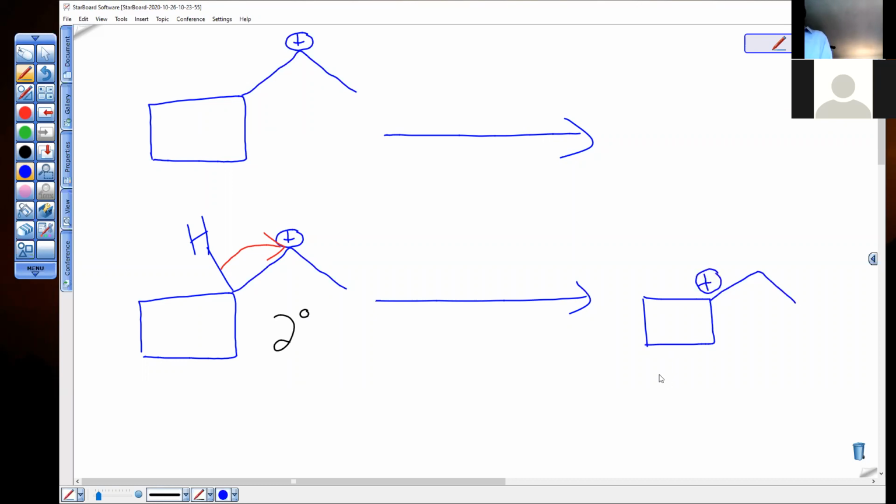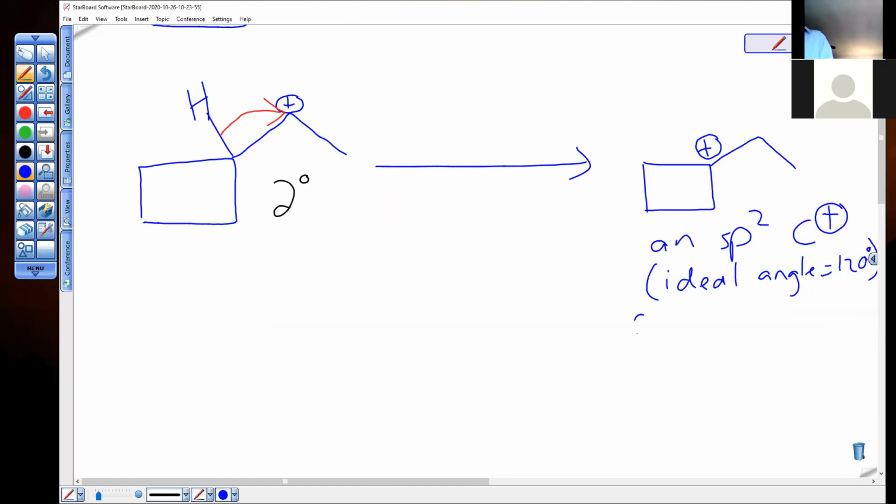You have an sp2 C plus, ideal angle equals 120, forced into a cyclobutane. And you know the angles of cyclobutane are close to 90. Angle equals 90.